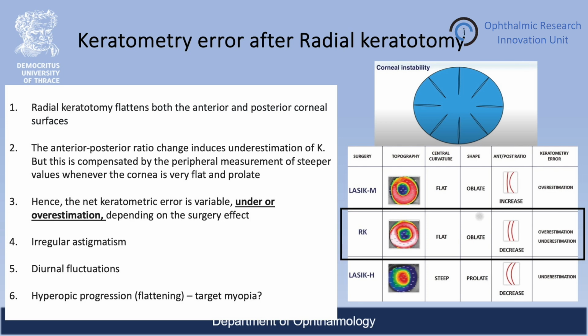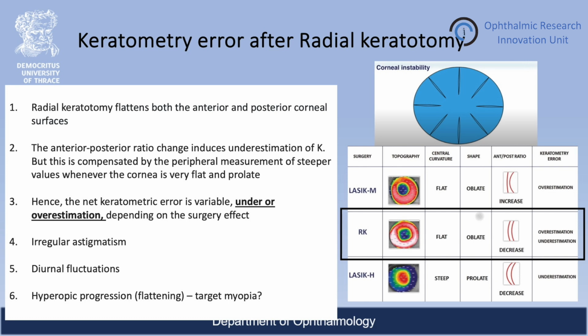Now, regarding radial keratotomy, apart from the surgical challenges of avoiding the RK incisions and the risk of them opening up, there are several features of post-RK eyes that make IOL calculations even more challenging. In contrast to myopic ablations, radial keratotomy flattens both the anterior and the posterior surface of the cornea. The anterior-posterior ratio changes induce underestimation of the K reading. But this is compensated by the peripheral measurement of steeper values whenever the cornea is very flat and prolate. Hence, the net keratometric error is variable, under or overestimation, depending on the surgery effect.